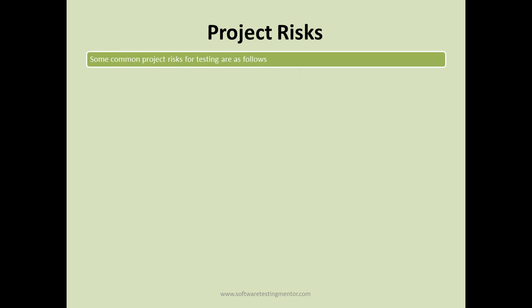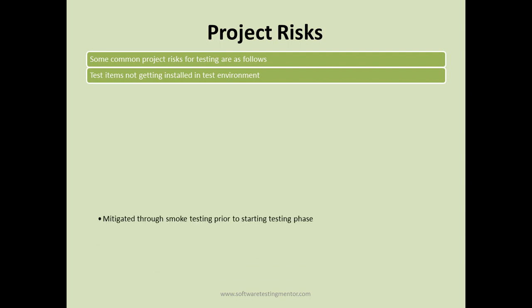Some common project risks for testing are as follows. For example, a test item not getting installed in the test environment. This is a project risk. Test items not getting installed in the test environment will delay the testing. It is mitigated through smoke testing prior to starting the testing phase. For example, you got a build that is not being successfully installed in the test environment.